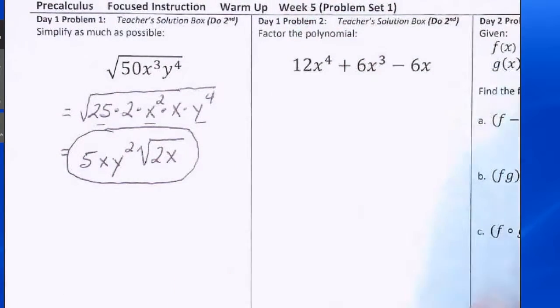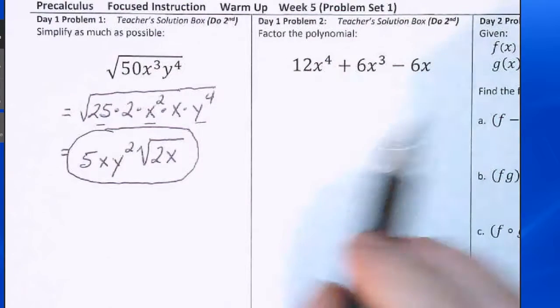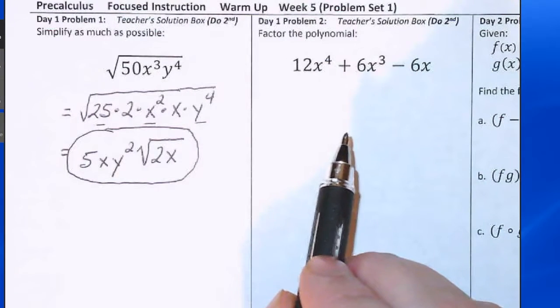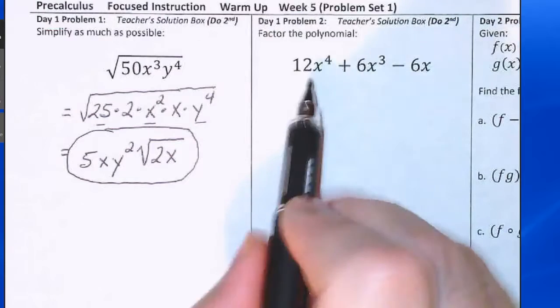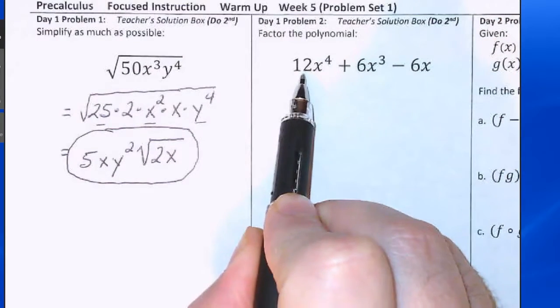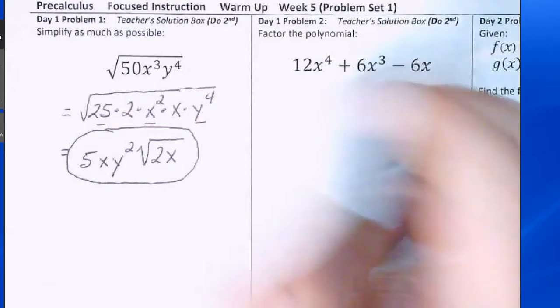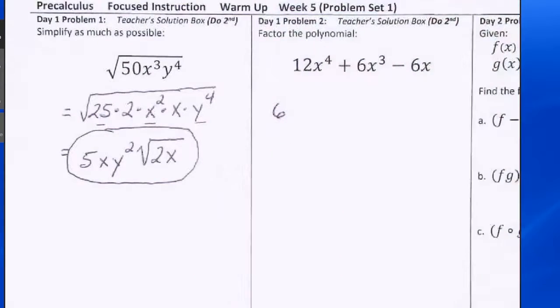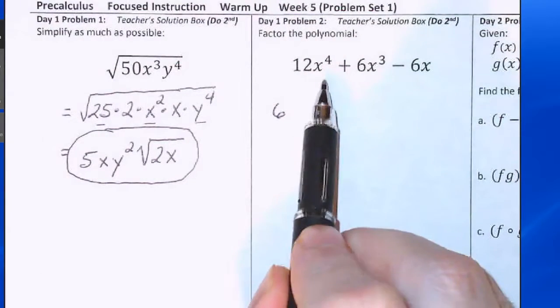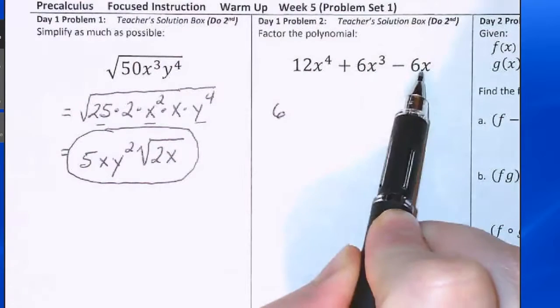Day one, problem 2. Factor the polynomial. We have a trinomial. The first kind of factoring you always look for is a greatest common factor. What's the greatest number that divides into 12 and 6 and 6? And that would be 6. Next, let's look to see if there's a variable that would divide into all terms.